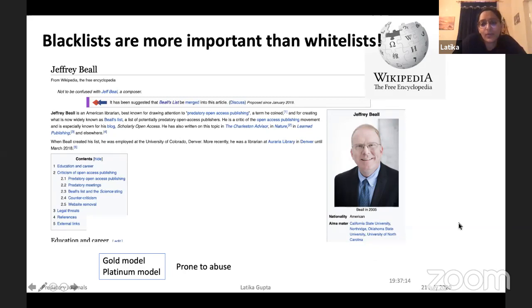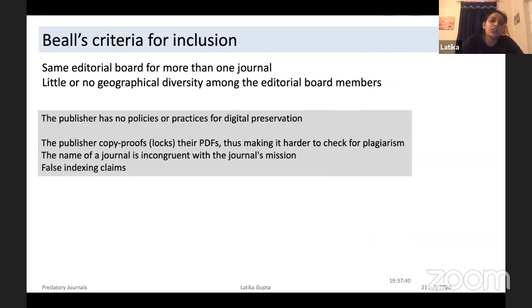So this gentleman was an American librarian in Denver, and we have to attribute this term predatory open access publishing to him. He coined it, and he created the Beall's list, which listed all the potentially predatory open access publishers. So he also criticized the open access publishing movement and wrote a blog on it, and described the gold model and said that the gold and the platinum model are both prone to abuse. So he said that the same editorial board for more than one journal is a warning sign.